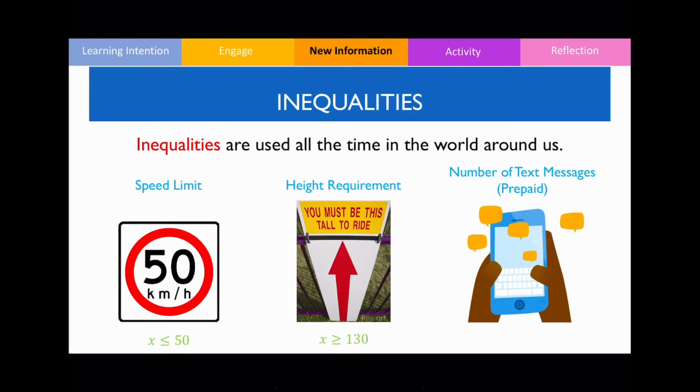Or similarly, this is more for the olden days, but back in the day, you had a limit of how many text messages you could send if you were on a prepaid plan. So, hypothetically, you could send no more than 200. So 200 was the maximum amount of text messages that you could send.